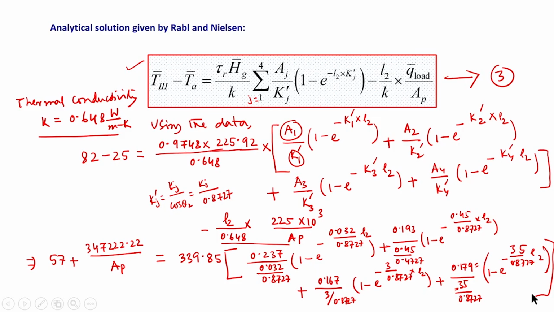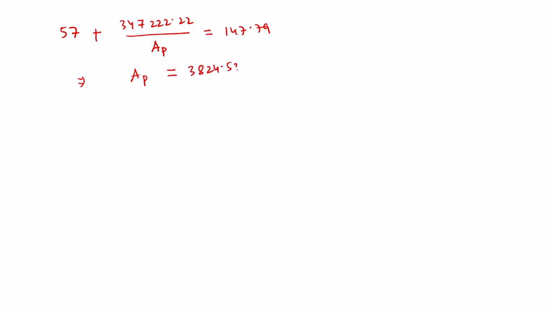So, once we do the calculation, then what we will get, let us write the expression. So, it will be something like 57 plus 347.22 divided by AP, which is equal to 147.79. This is a long calculation. So, you can also try. So, if we now calculate AP, it comes to be 3824.53 meter square. Okay.